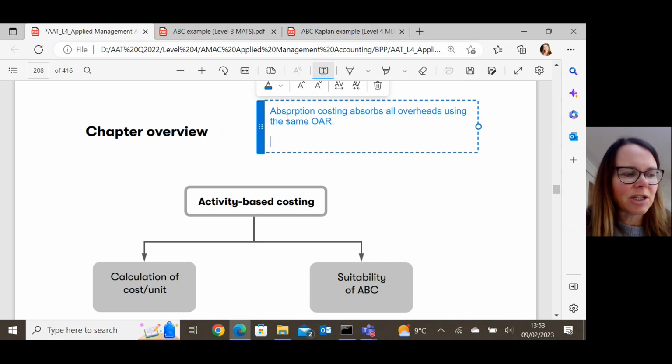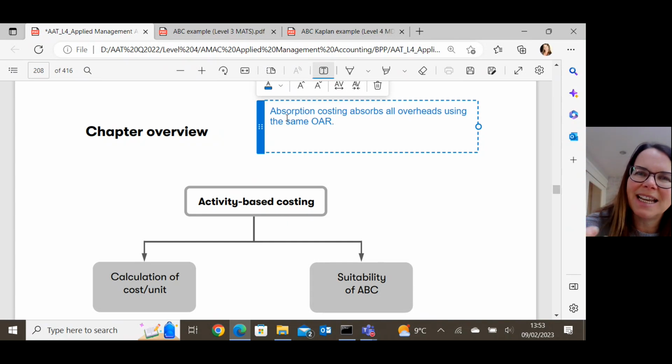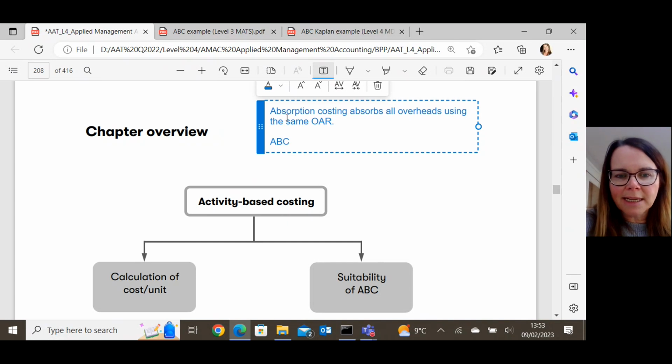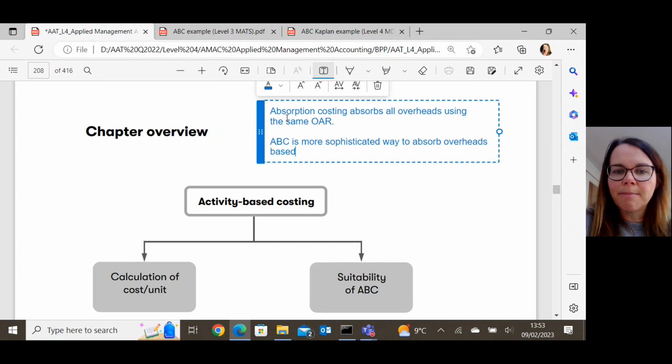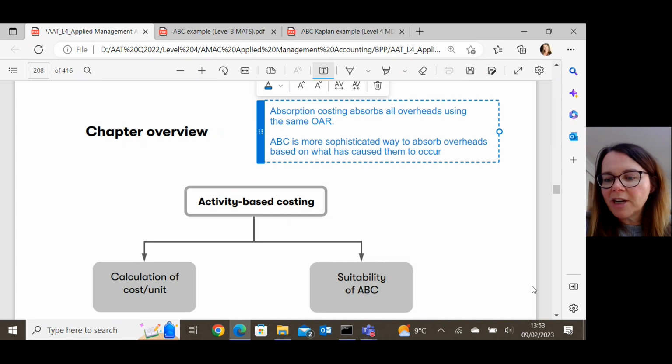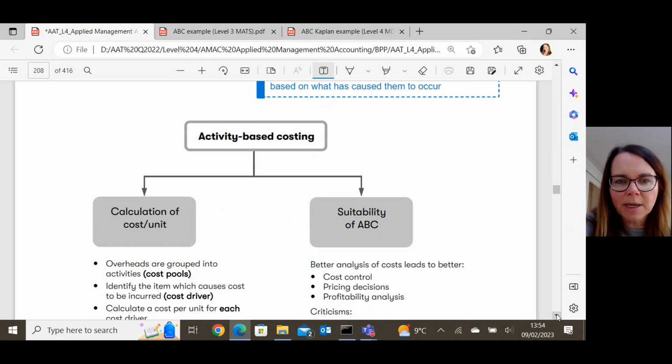But for some businesses, that's not going to be very accurate because the overheads aren't really directly linked to the number of labour hours or the number of machine hours that it takes to make the product. So enter activity-based costing, which is a more sophisticated way to absorb overheads based on what has caused them to occur in the first place. Which brings us on neatly to some key terminology.